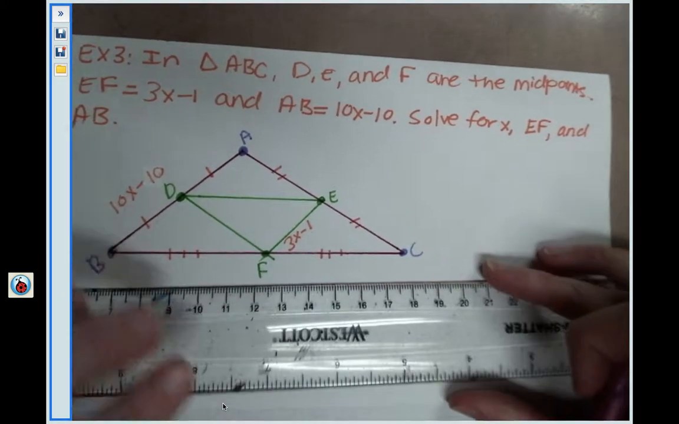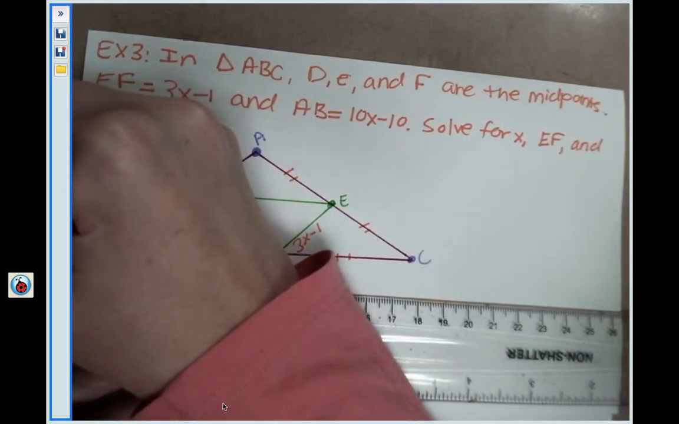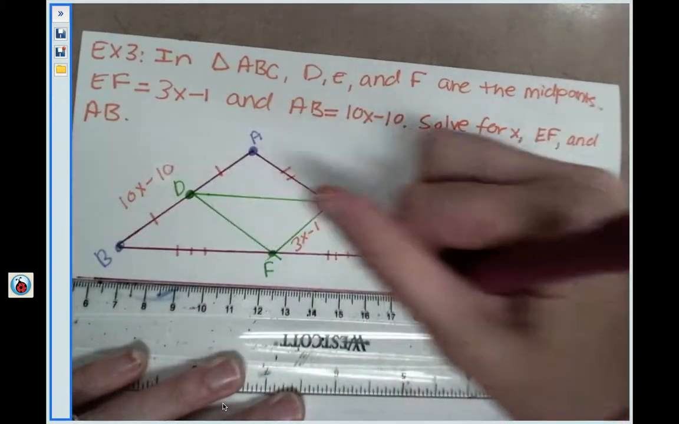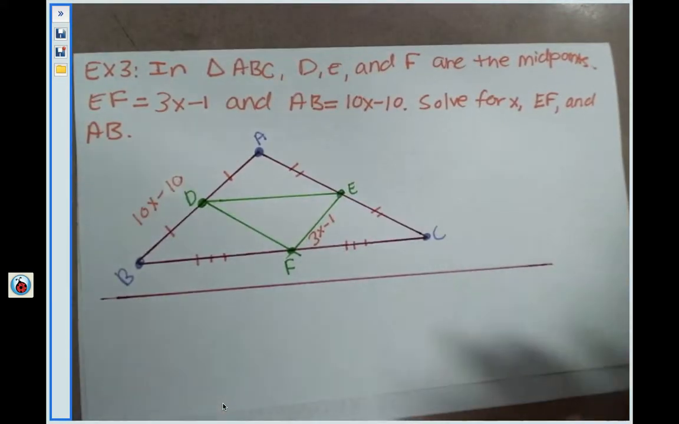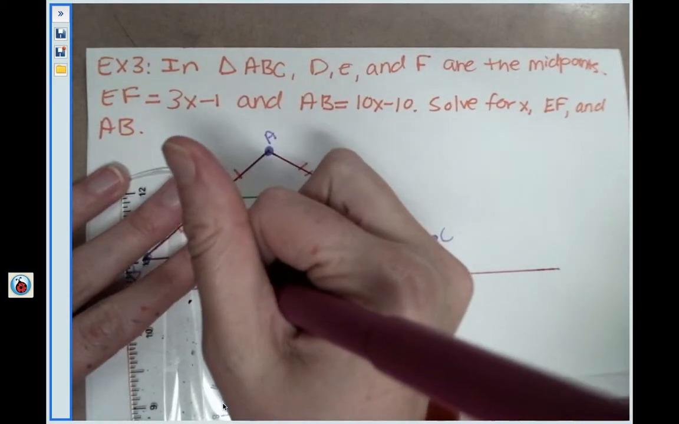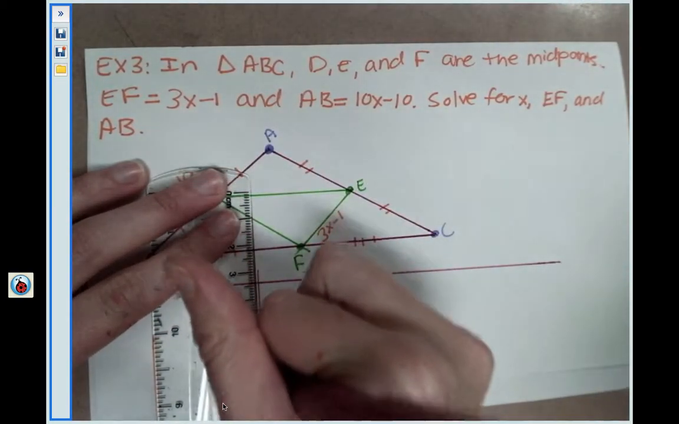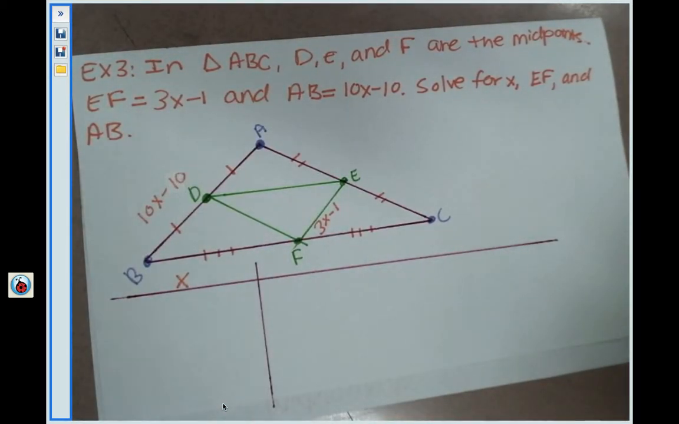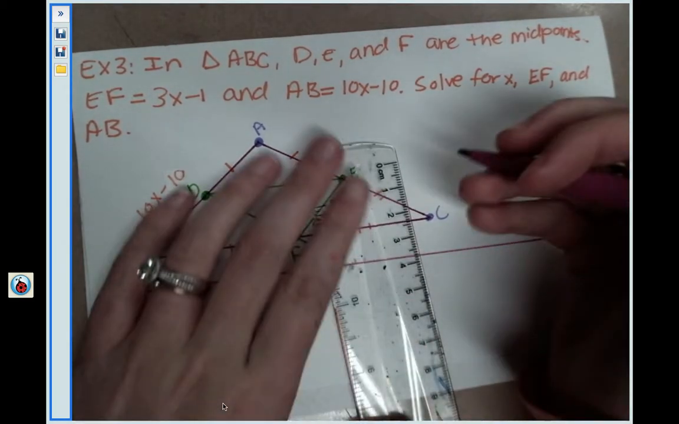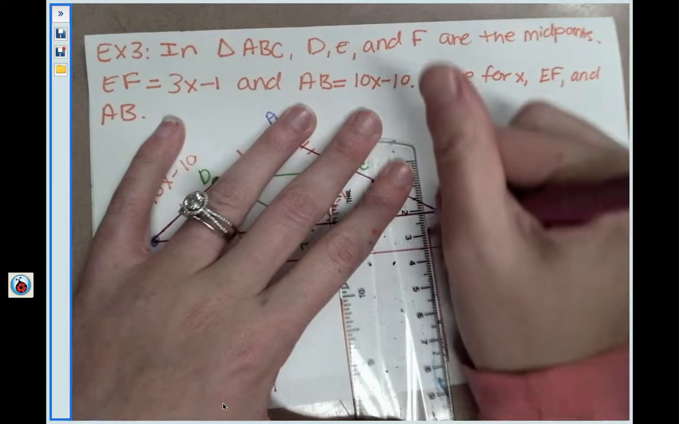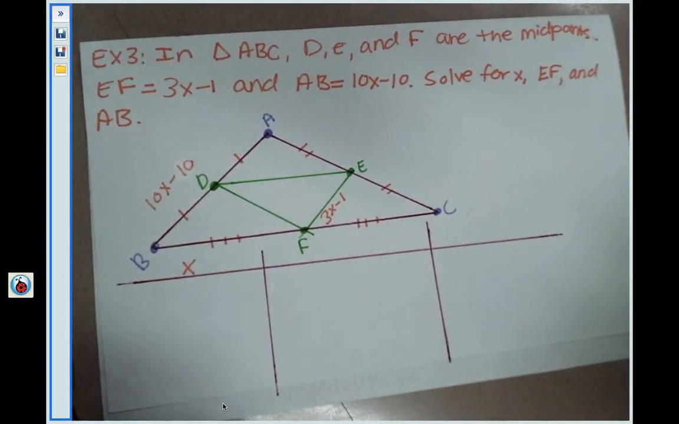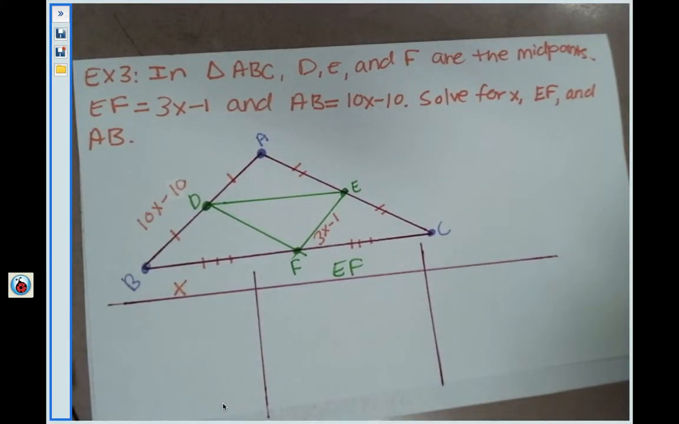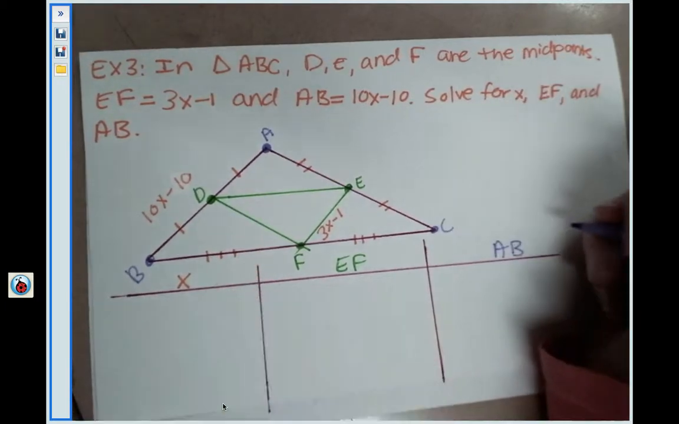I'm going to make a little chart so I can make it neat and organized. Apparently my marker's dying. On this one, we're going to solve for x. This one we're going to solve for EF. And this last one we're going to solve for AB. So I'm going to set this up so I'll keep things neat and organized.